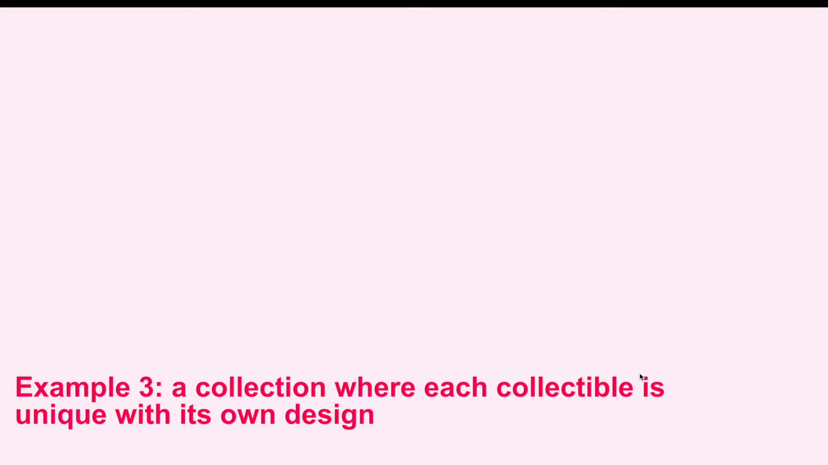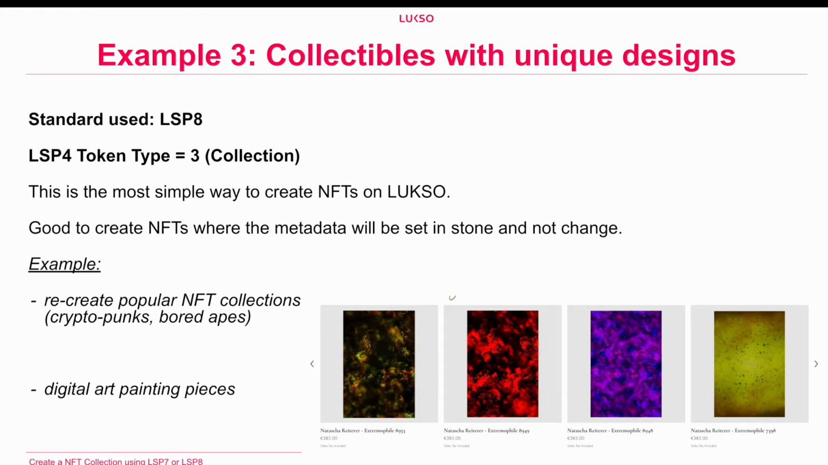Okay, now we're going to see a third example, where we create a collection where each collectible is unique. This is a bit similar to what already exists. To do that, we are going to use LSP8, and we will set the token type to a collection. This is the simplest way to create NFTs on LUKSO, really, that mimics the current NFT collections out there. If you want to recreate popular collections like CryptoPunks or Bored Apes, you can use this combination of LSP8 and the token type set to 3.